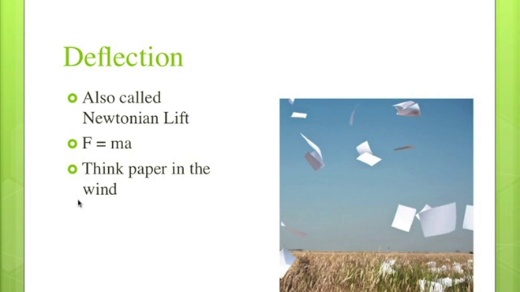Deflection lift, which is also called Newtonian lift, is probably the easiest type of lift to visualize because most of us have experienced this. Think of paper on a windy day. The paper flies away because a force from the wind is being applied to the paper. It is the same principle for an airfoil. The air is providing a force to the wing, pushing it up. This is also how planes make bank turns.